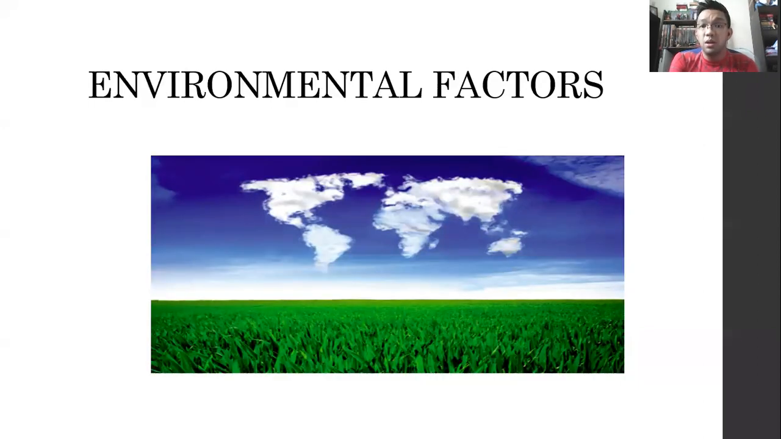Environmental factors can also affect drug absorption, especially if the weather is very, very cold during winter, which we don't have here in the Philippines, or if the weather is extremely hot. They can play a major role in the absorption or distribution of drugs. Think about vasoconstriction and vasodilation during hot or cold weather. So that also plays a factor in drug absorption and distribution.